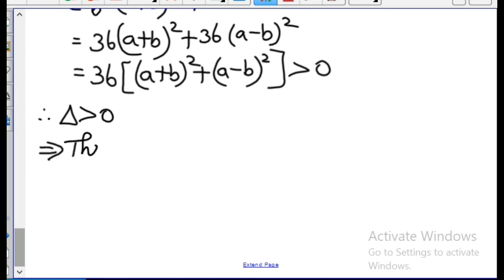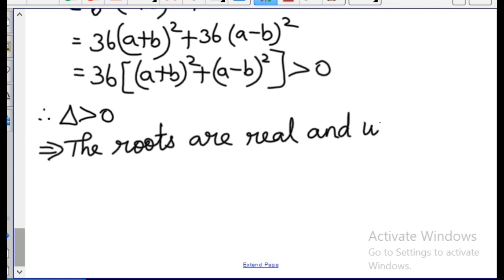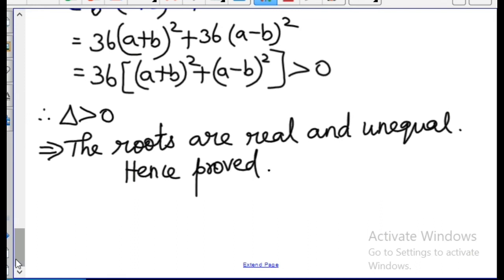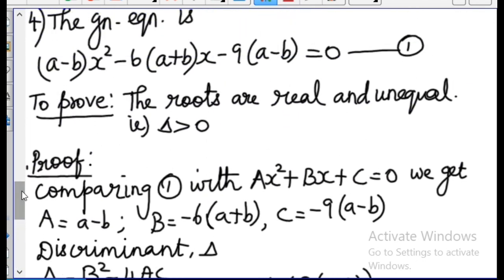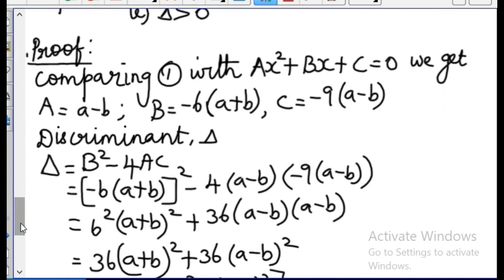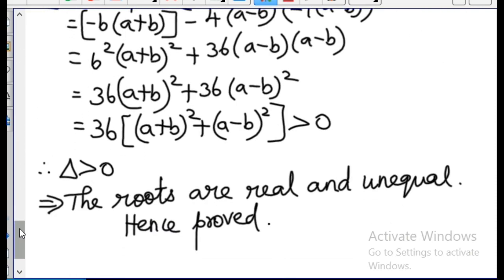the roots are real and unequal. That's all. This is the statement we have to prove. Here they didn't give the condition, they give only the equations. We have to show the conditions, the roots are real and unequal. So expanding the discriminant, we are getting the answer as greater than 0. So the roots are real and unequal.